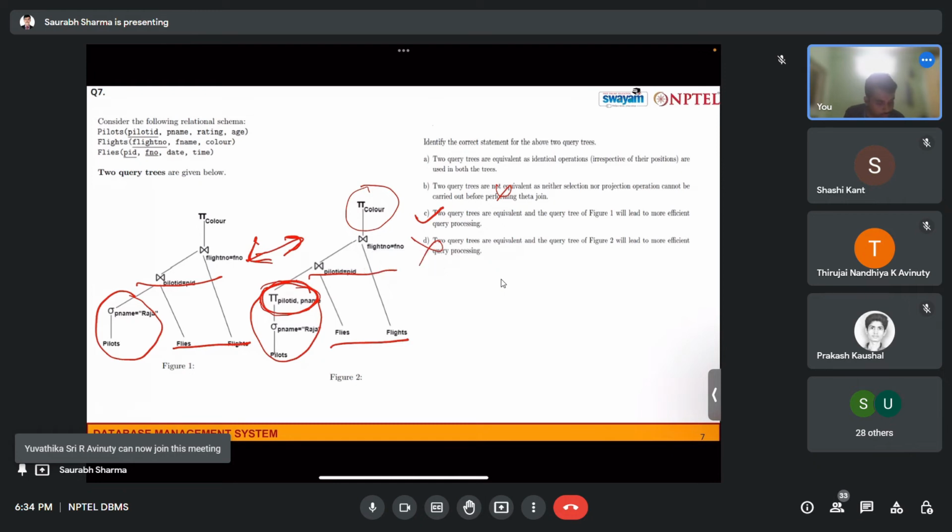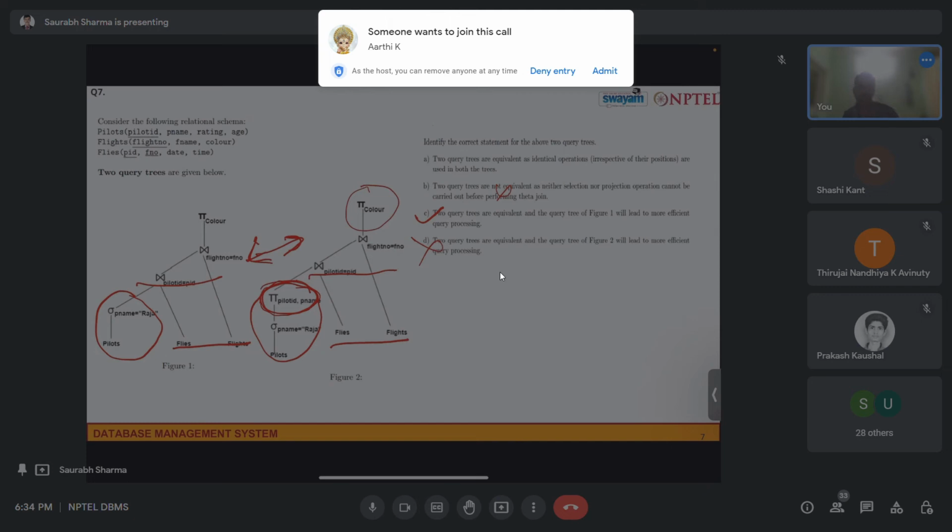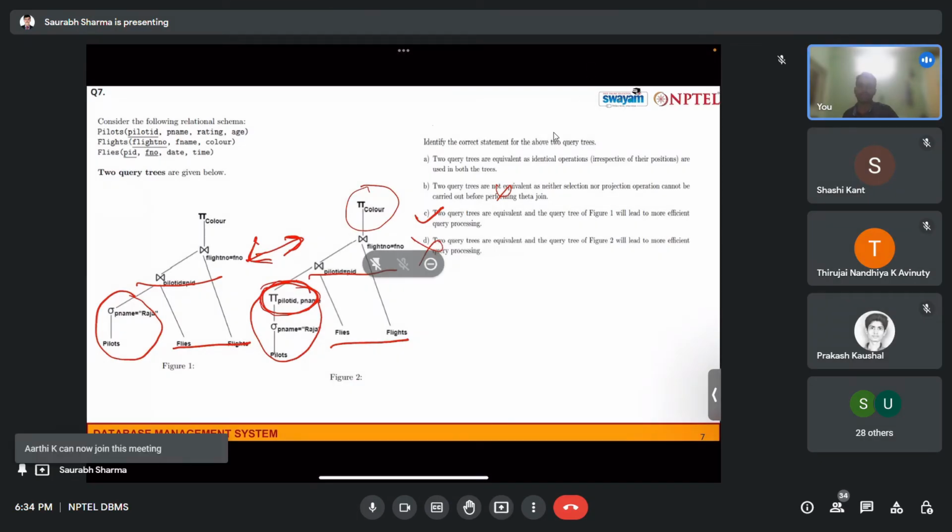Just comment on the first one. Both are equivalent as identical operations. So there are no identical operations. There is one different operation, and irrespective of their positions. So it is also wrong. So the answer is C actually.